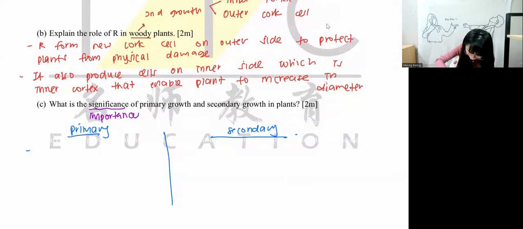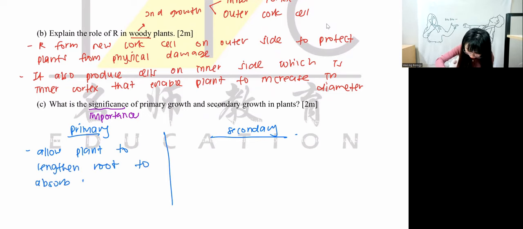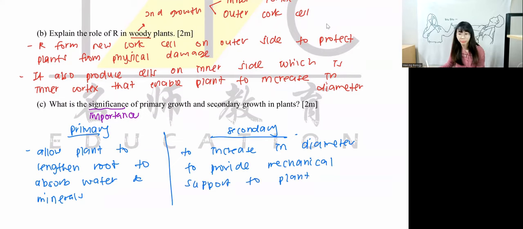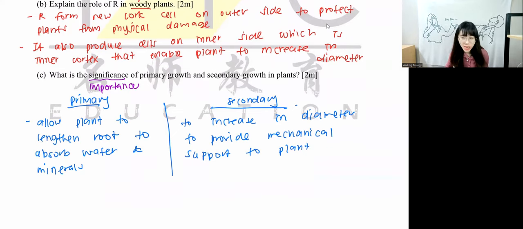So you can see, to allow plant to lengthen root to absorb water and minerals. To increase in diameter to provide mechanical support to plant. So one increases in length, the other one increases in diameter.